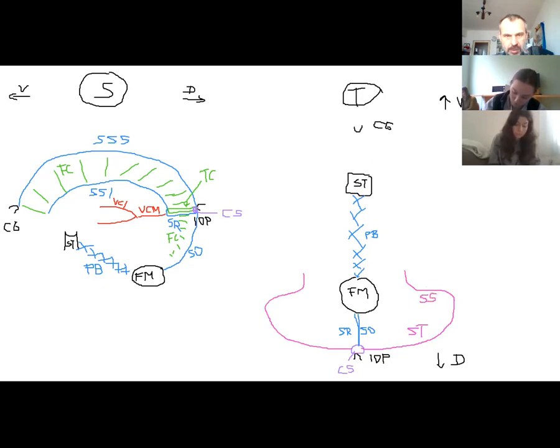And you know that the sigmoid sinus terminates in jugular foramen, and we know that the jugular foramen looks as a violin. And what we have here is the superior bulb of internal jugular vein. Okay.